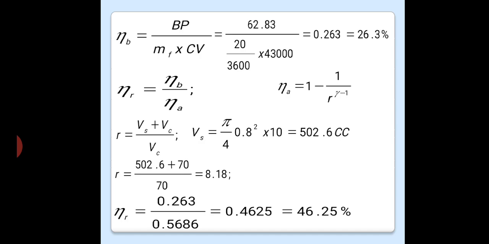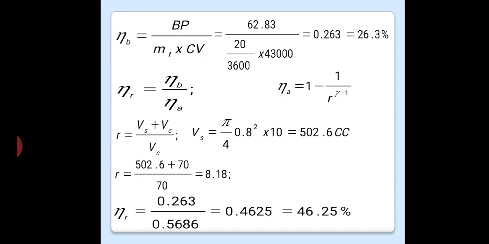Now the only unknown is the compression ratio. For calculating compression ratio we have the formula total volume upon the clearance volume. Total volume means swept volume plus clearance volume. Clearance volume they have mentioned in the problem. Now we have to calculate the swept volume. For calculating swept volume we have the formula pi by 4 d square into L. In this problem they have mentioned the value of diameter and the stroke length.